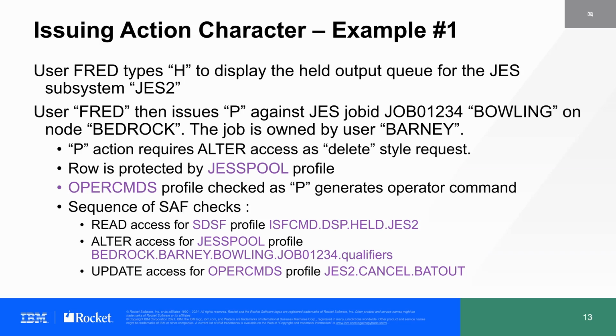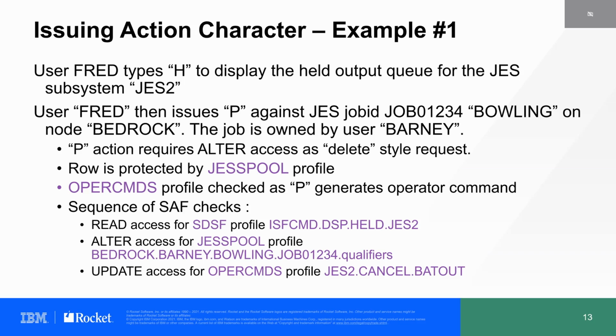And we also have an operator commands profile involved, because under the covers, SDSF is going to build the operator command that does the thing that he wants to do. So this is therefore the sequence of the 3 SAF checks that we're going to make. First of all, we're going to check, can Fred get on the held output display? So we're going to do a check for the ISFCMD.DSP.HELD.JES2 in the SDSF class. Then, because he's trying to do some sort of alter change to that row, he needs alter access to the JES spool profile that covers that sysout.